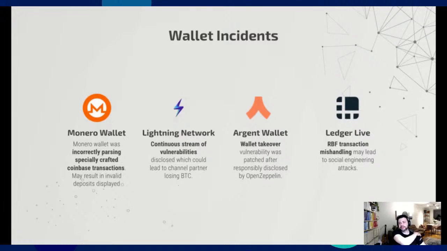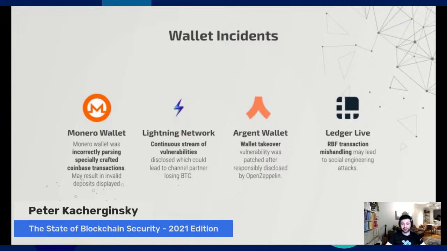On the wallet incident side, we had a few. Monero wallet had one where they were not parsing some specially crafted Coinbase transaction correctly. Lightning Network is still very much in alpha. There's just a stream of vulnerabilities that get published again and again. Amazing find by OpenZeppelin on Argent Wallet, where they had a wallet takeover vulnerability. And then Ledger Live and a few other wallets were not processing RBF transactions properly.